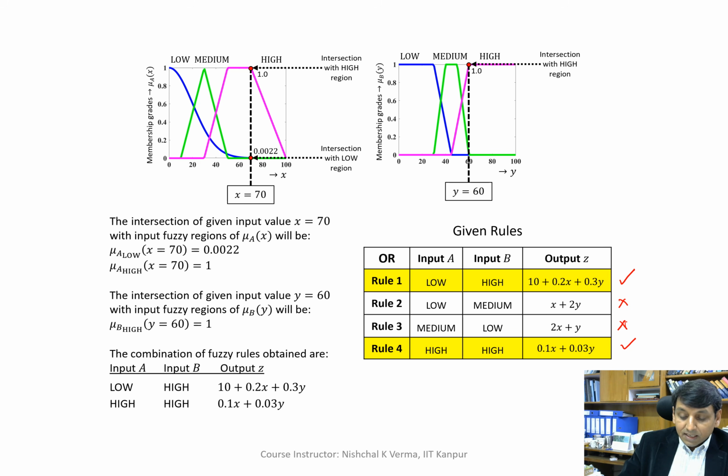Now take these two rules and find the output of each rule corresponding to the inputs being supplied. Then whatever outputs we get, we take the weighted average of them, and that is going to be the final output.